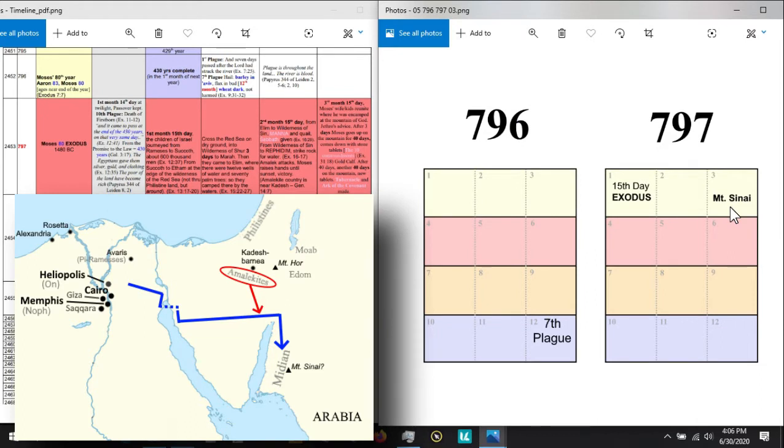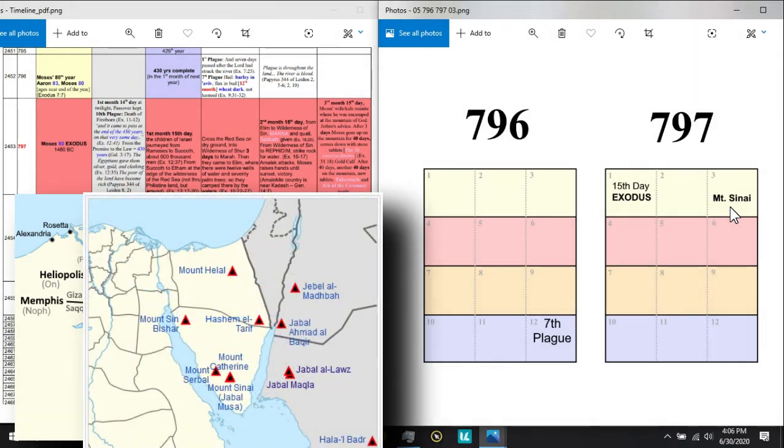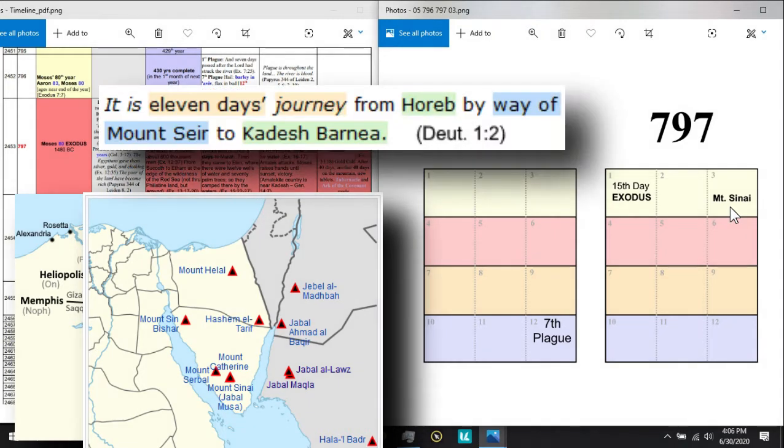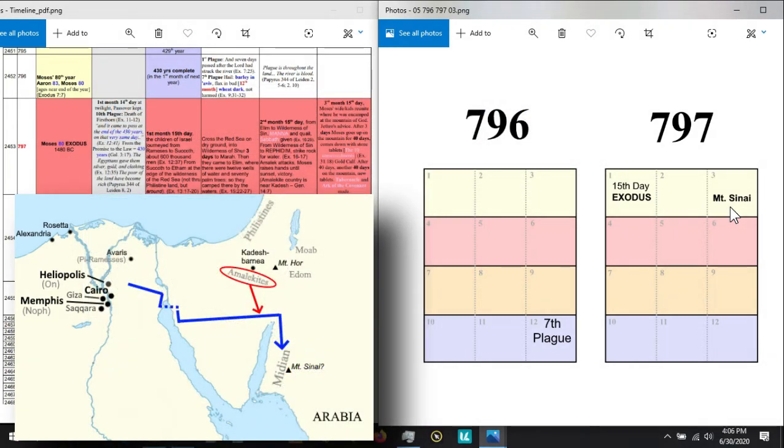So now we're in the 3rd month of year 797, and all the people are at Mount Sinai. The location is still debated, and this map shows 10 possible sites for Mount Sinai. Deuteronomy chapter 1 verse 2 says that it's 11 days' journey by way of Mount Seir or the King's Highway to Kadesh Barnea. So that puts us down here near Midian. The Midianites were a nomadic tribe, and 40 years from now we will see them farther north in the area of Moab, and then later in the time of King David, we'll see them in the area of Edom.